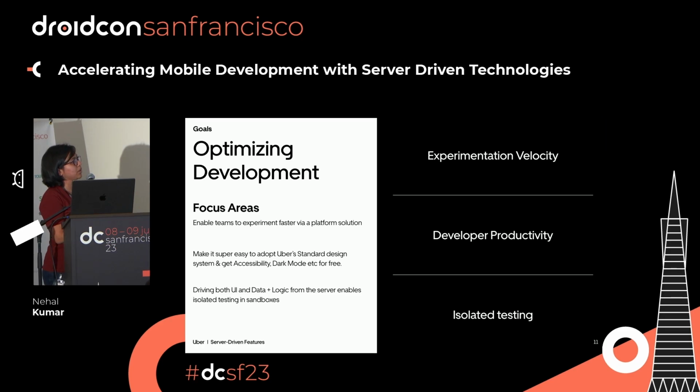The first thing that we definitely wanted to cover was experimentation velocity. We wanted to make it very easy for feature teams to have a good platform solution to experiment faster and get insights from their features. The second topic is around developer productivity. Uber had invested a lot into building its own mobile design platform solution, and we wanted to make sure that developers can leverage that and get things like accessibility, dark mode, and other best practices for free. And with the initiative of server-driven frameworks, we made sure that this was aligned.